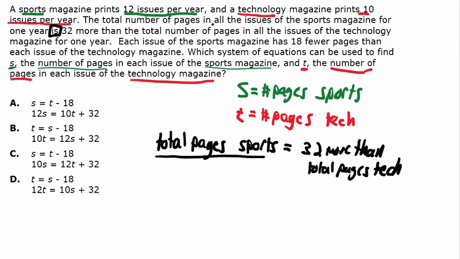The total number of pages in all the issues, okay, that's important, of the sports magazine for 1 year. Oh, okay, so that means I need the total number of pages of the sports magazine for all of the issues for 1 year. Now, if I go back up here, I know that there are 12 issues of sports for the year. So I'm going to take 12 issues times the number of pages in each issue, so times S, because S stood for the number of pages in each issue, is equal to 32 more than the total pages of tech.